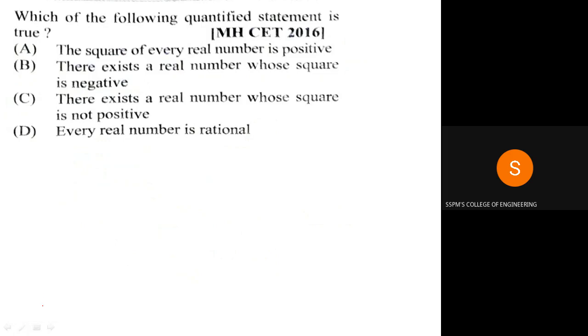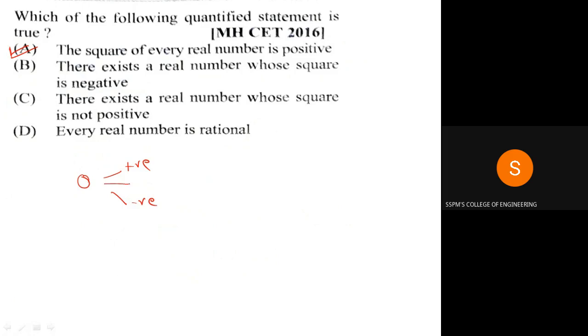Option C and option A. Which one is true? So again we will check the statement: the square of every real number is positive. So what can you say about zero? Is zero positive or is it negative?